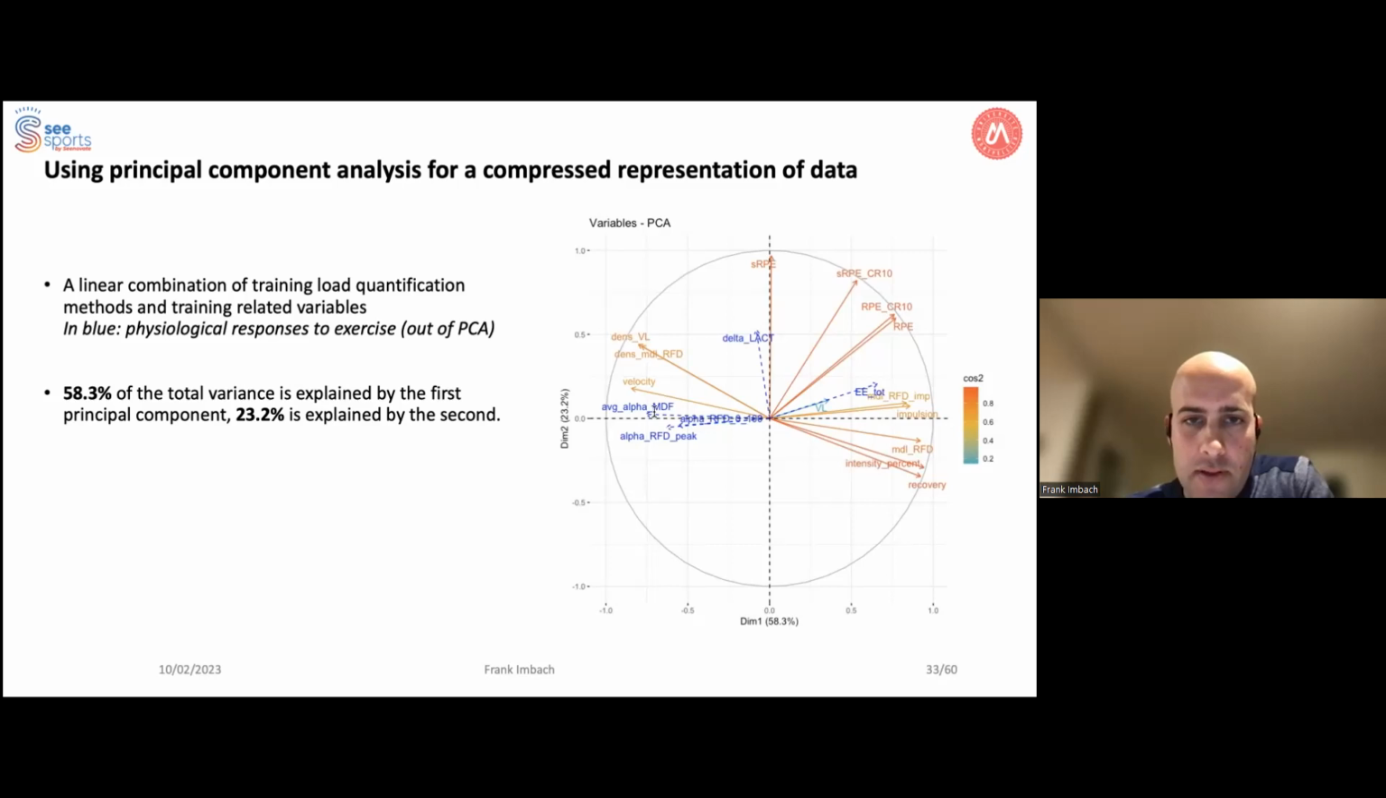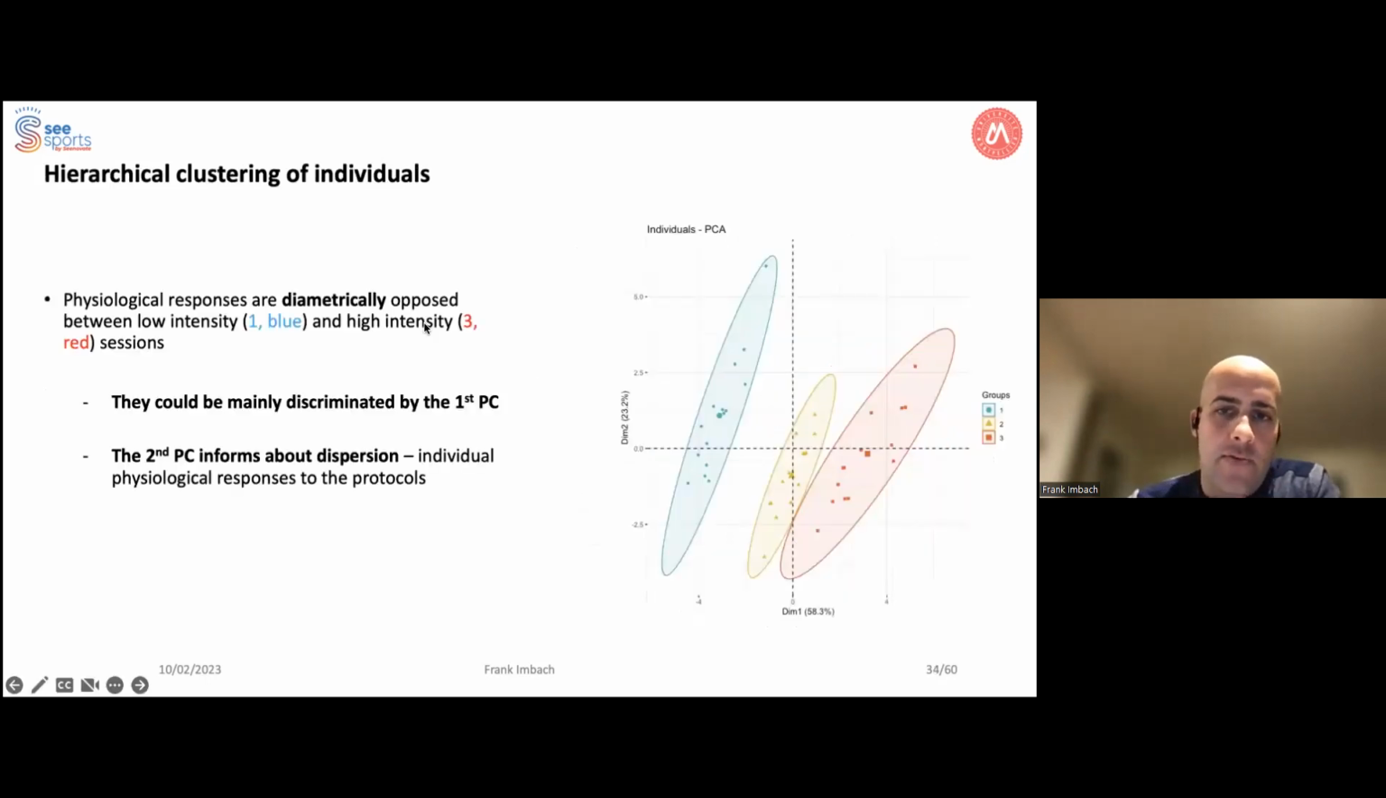We also know that the volume load, which is in blue, is very small and explains an insignificant part of the total variance. If we look at the projection of individuals, we can see that the physiological responses are diametrically opposed between low intensity, which is in blue, and high intensity, which is in red. So we clearly have three groups following the clustering, which corresponds to the intensity of each condition.